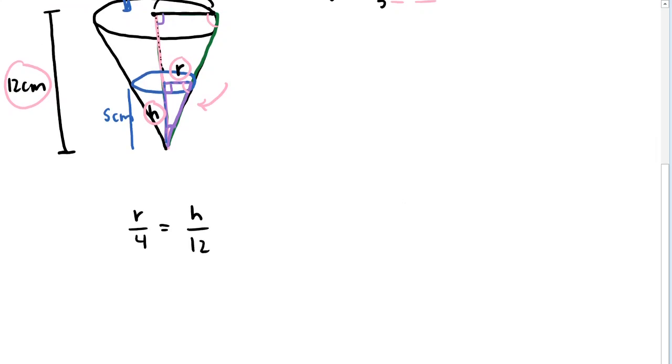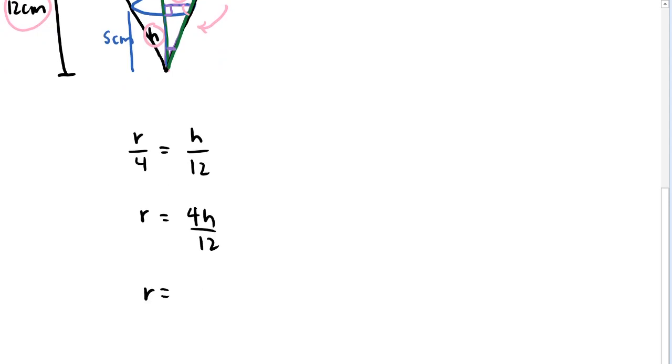And so this tells us that no matter what water level we're at in this cone, this is going to be the relationship between the radius and the height of the cone of water. Here I can rewrite r by multiplying both sides by 4, giving us 4h over 12, or in other words, r is equal to h over 3. So this is the relationship between r and h, no matter what level of water we're at in this cone.